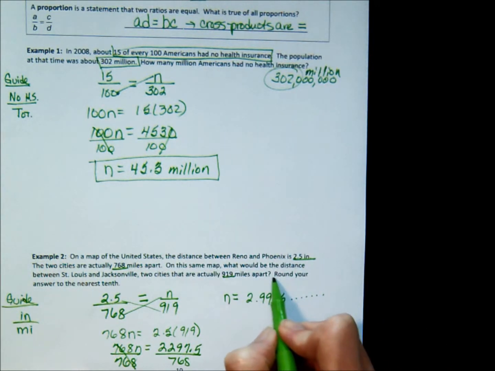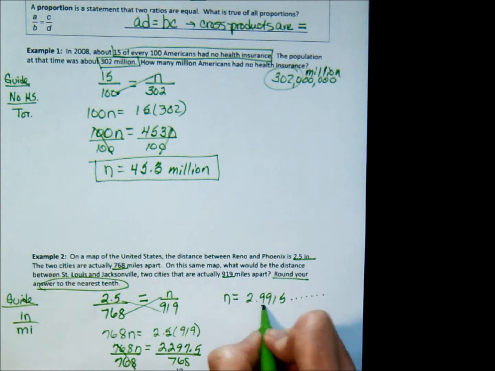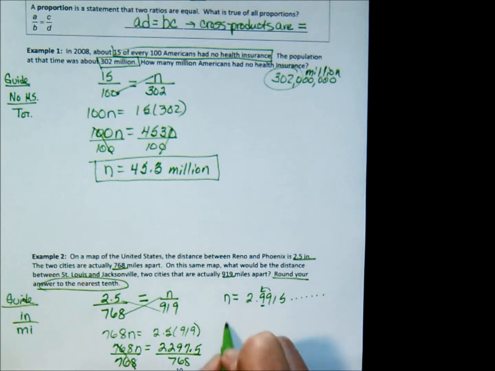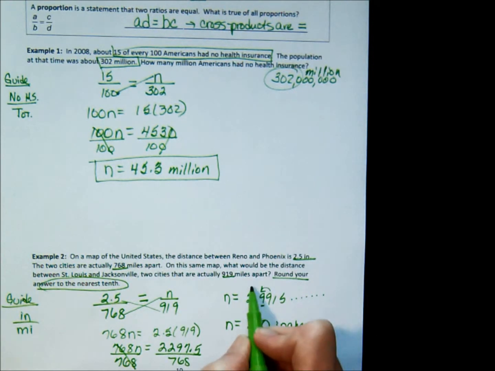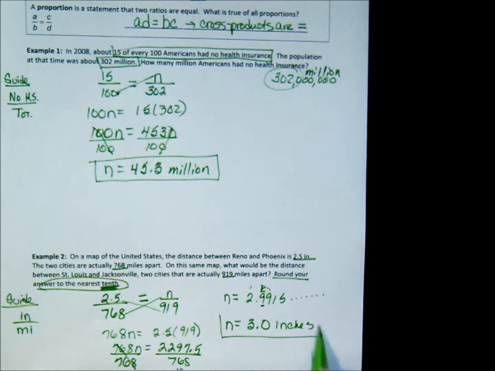Our directions said round your answer to the nearest tenth. This is in the tenths place. The 9 tells me to round up, so it becomes N equals 3.0 inches. Because that was a 9, to round up it becomes a 10, which adds a 1 onto the 2. Also, just a quick note, because the directions said to round to the nearest tenth, I have to show a digit in the tenths place, which in this case happens to be a 0.